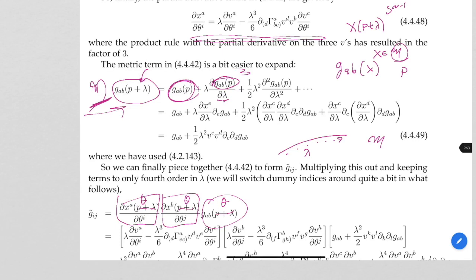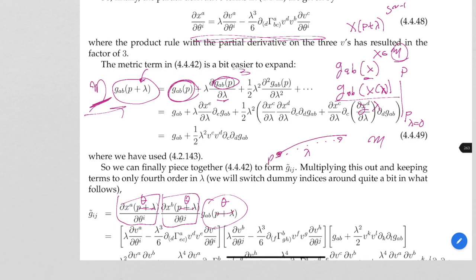Well, G_AB is a function of lambda through the fact that it's a function of X, and now we're going to force X to be a geodesic path. So we have G_AB along some geodesic path X, which is a function of lambda. So now I can take a derivative with respect to lambda, and then I can evaluate that at P, which would essentially be at lambda equals 0. Usually the point P would be where this parameter length is 0, right?